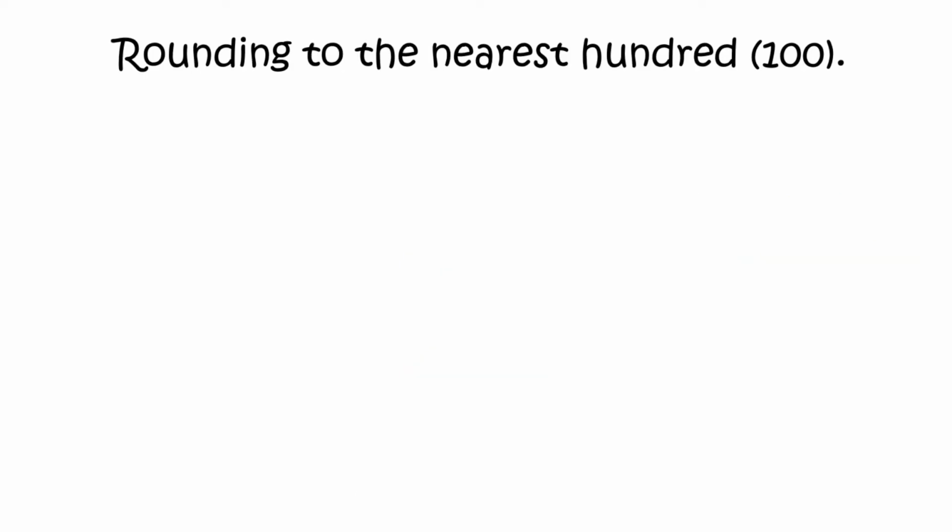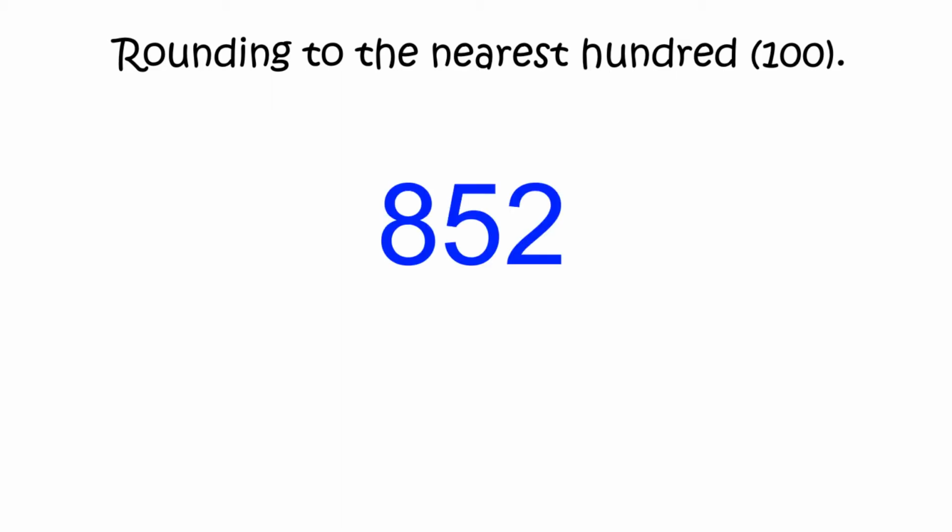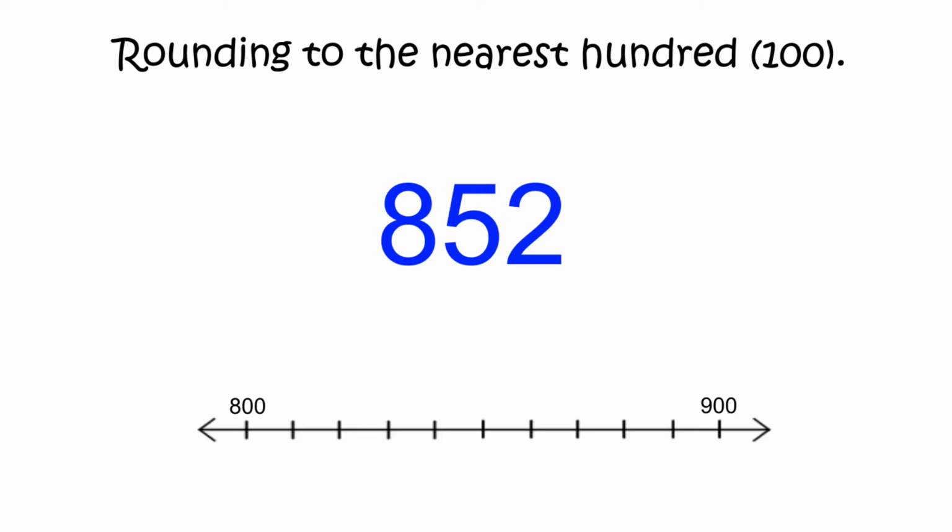Now, let's look at how we would round a number to its nearest hundred. In this example, we will look at the number 852. 852 comes between 800 and 900.